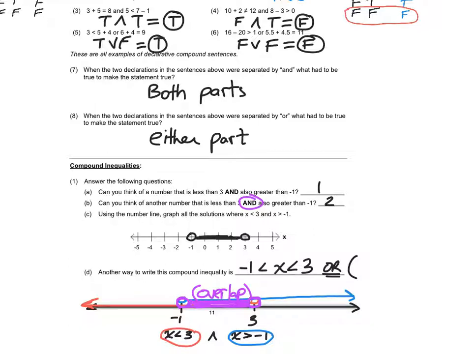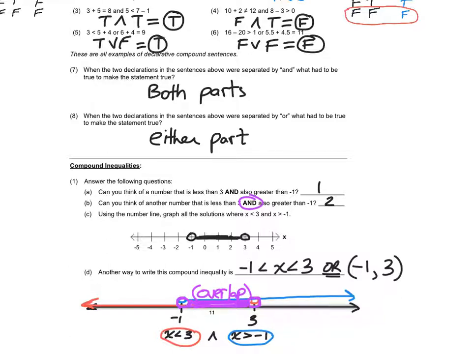Some problems involve infinity. This one does not, because it doesn't go on forever in either direction. Where does it start? Negative 1. Where does it stop? 3. And what should I put around the 3? Parentheses or bracket? Parentheses. All right? Because bracket includes the value, parentheses exclude the value.